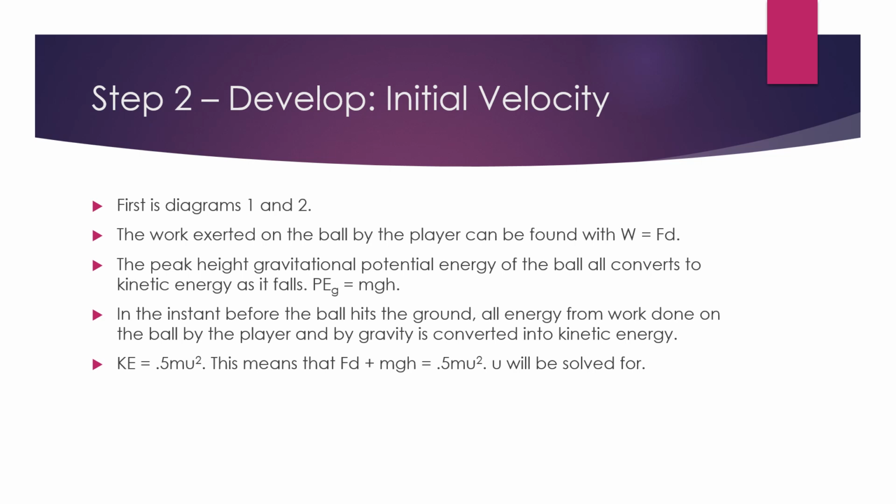First is diagrams 1 and 2. The work done on the ball by the player can be found with work is equal to force times distance. The peak gravitational potential energy of the ball all converts to kinetic energy as it falls. In the instant before the ball hits the ground, all energy from work done on the ball by the player and by gravity is turned into kinetic energy. This means that force times distance plus mass times g times height is equal to 1/2 the mass times the initial velocity squared. The initial velocity will be solved for.